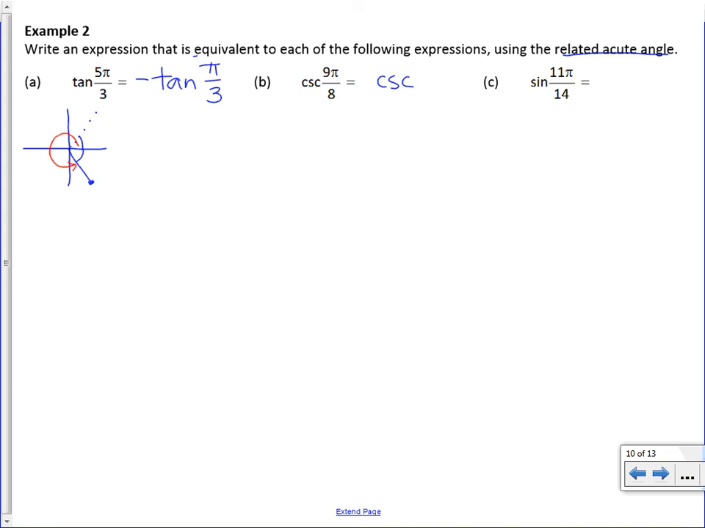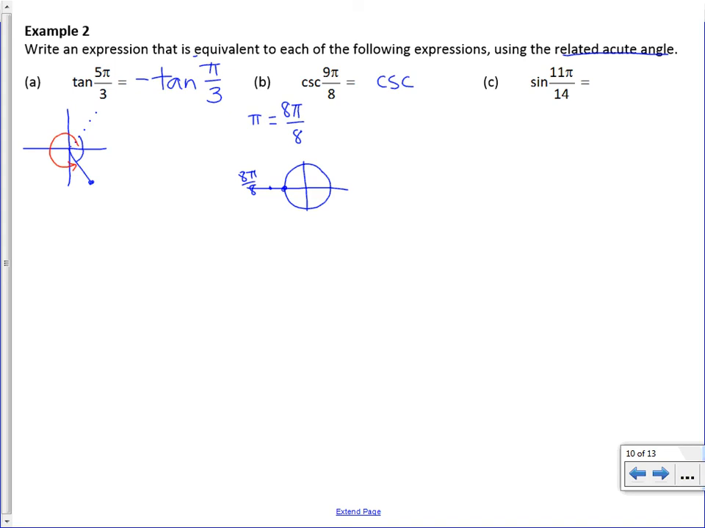Is 9 pi over 8 closer to pi or closer to 2 pi? Pi. Again, I want you to think of it like this. Can you write pi so that it's over 8? How could you write pi so that it's something over 8? It would be 8 pi over 8. Why is that going to help you? Because now you have a reference that right here, this is 8 pi over 8. If you go halfway around the unit circle, right here, you've gone 8 pi over 8 radians.